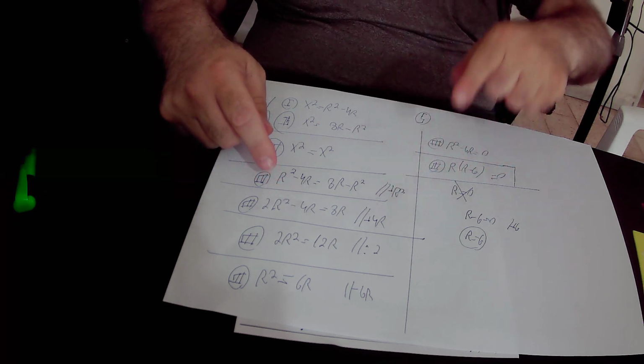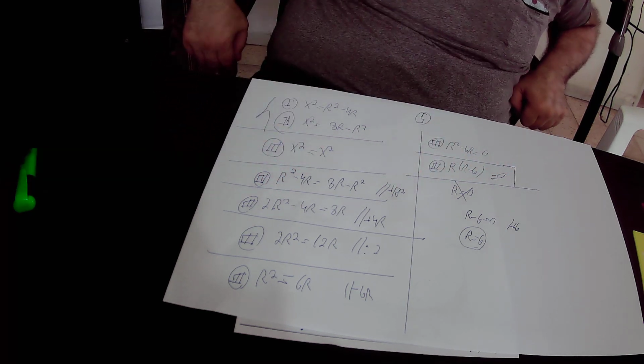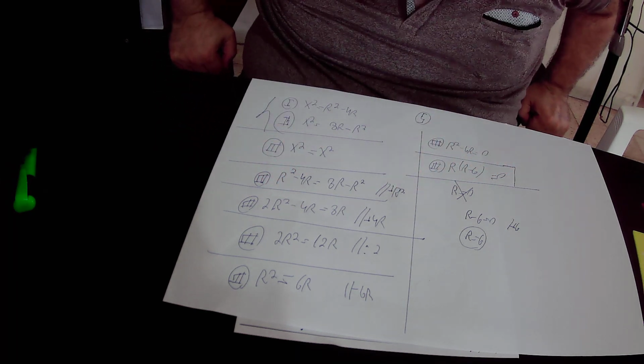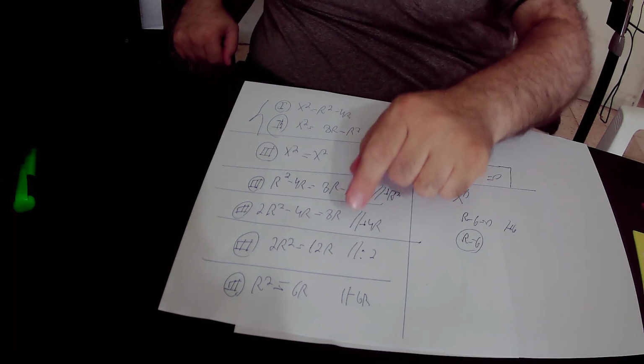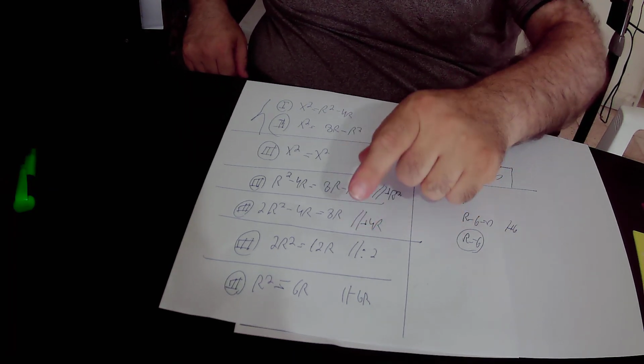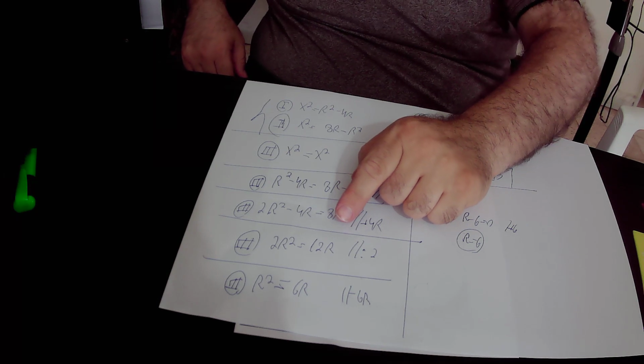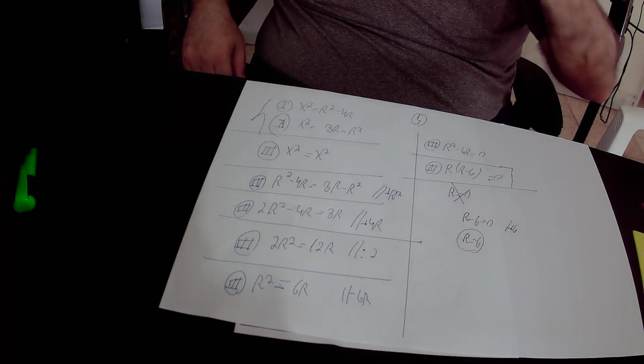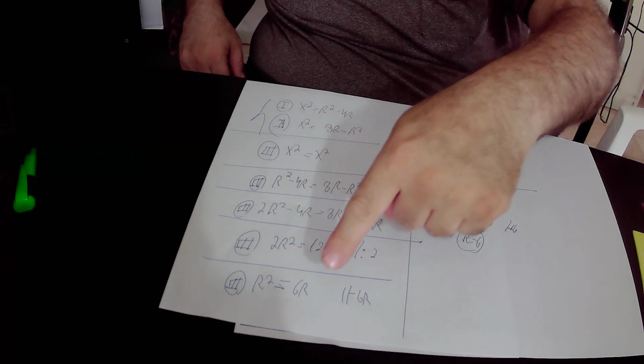equals 12R. We divided equation number 3 by 2, and found that 2R squared over 2 is R squared, and 12R over 2 is 6R. So, according to equation number 3, R squared equals 6R.